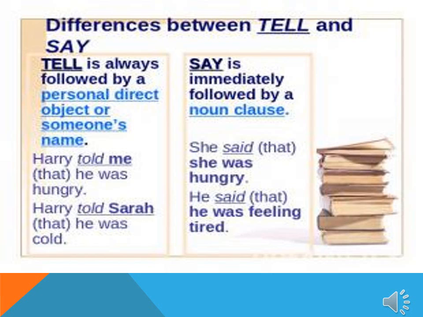We use a reporting verb like say or tell. If this verb is in the present tense, it's easy. But remember, we use tell when it is followed by a personal direct object or someone's name, and say when it's followed by a noun clause. For example, Harry told me that she was hungry, or she said that she was hungry.